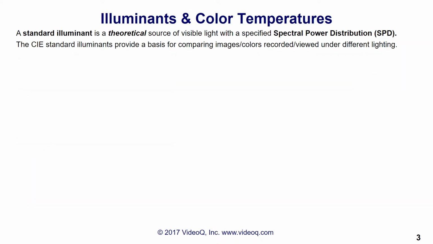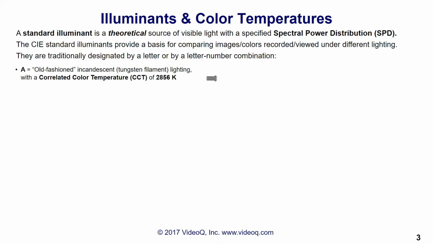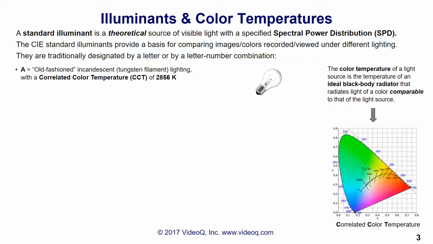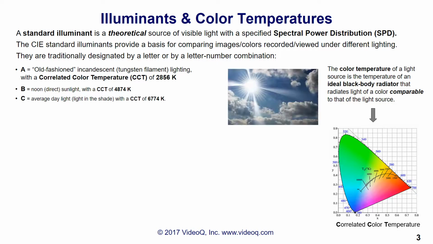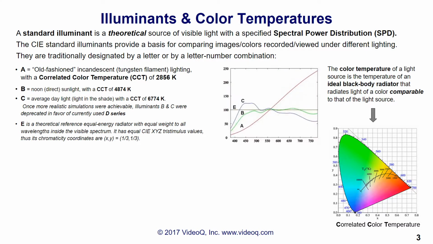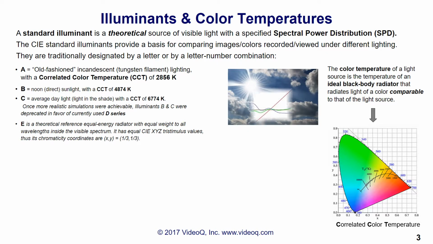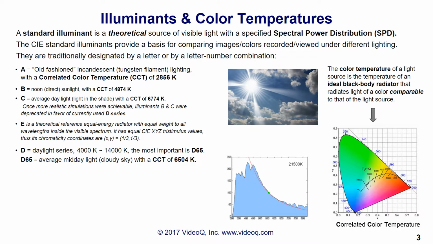A standard illuminant is a theoretical source of visible light with a specified spectral power distribution. Standard illuminants provide a basis for comparing images and colors recorded and viewed under different lighting. They're traditionally designated by a letter or by a letter-number combination, such as A, B, C, D65, etc. The color temperature of a light source is the temperature of an ideal black body radiator that radiates light of a color comparable to that of the light source.